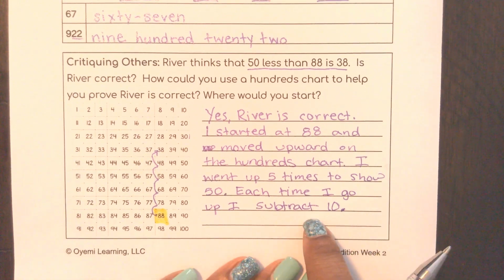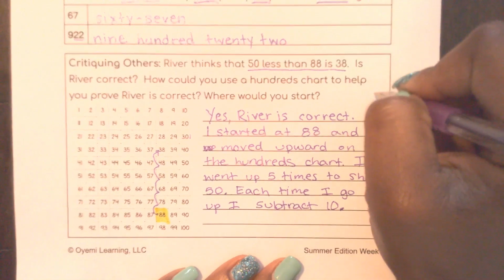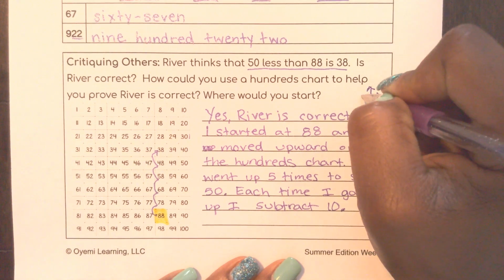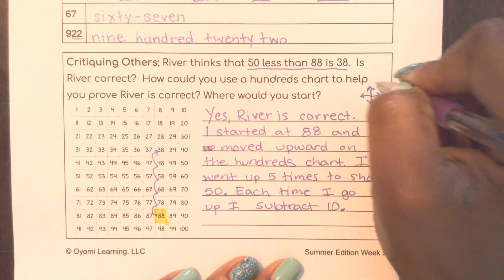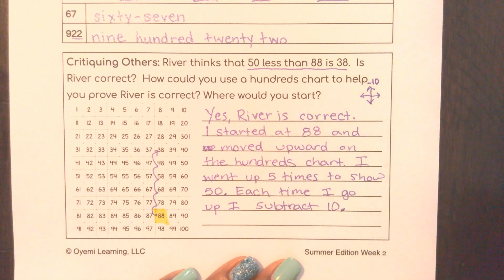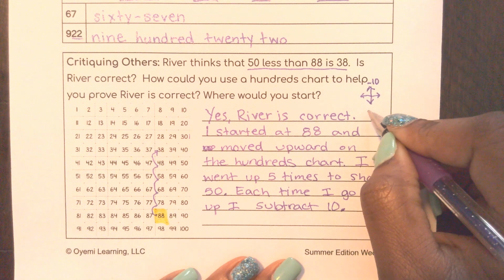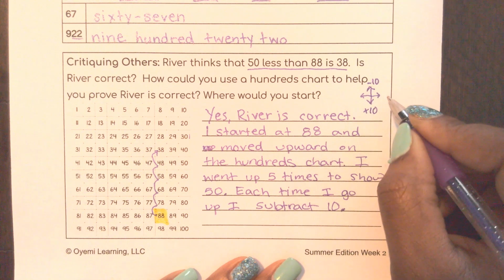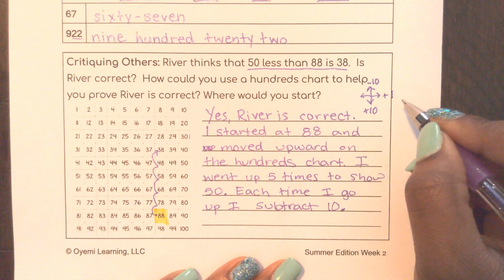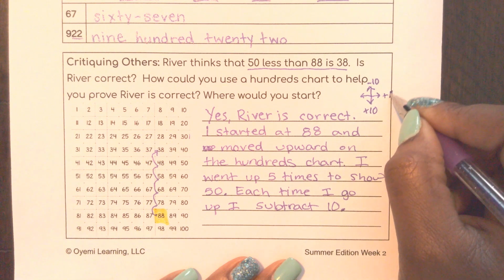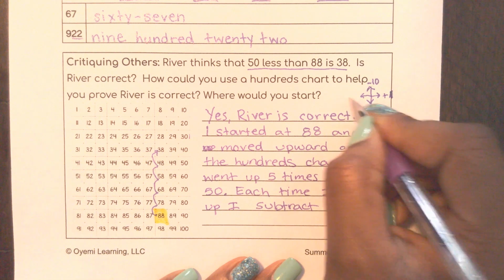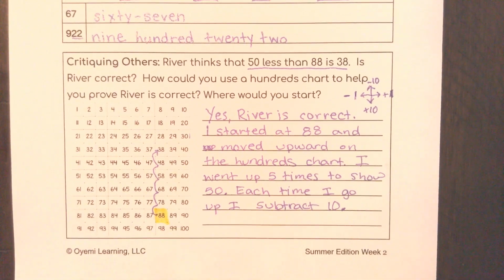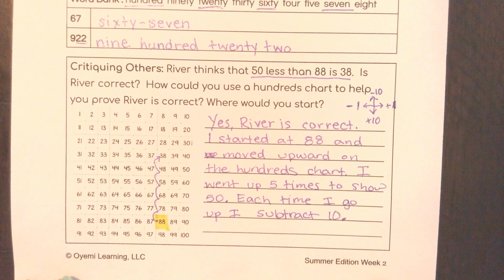So this tracks the compass because every time I go up, I subtract 10. When I go down, I add 10. When I go to the right, I add 1. Oop, put the 1 right on the line there. And over here, I subtract 1. Very good on this Thinking Thursday.